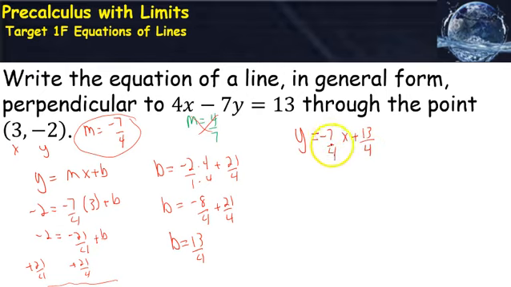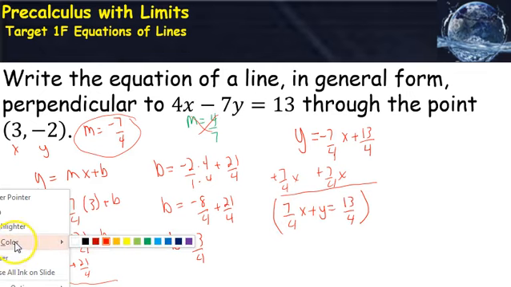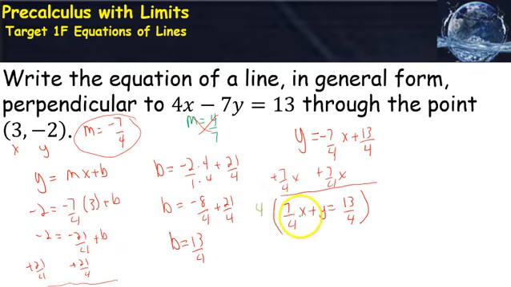This is right. Now I'm going to add the 7/4 x to both sides. And I get 7/4 x plus y equals 13/4. And then this time my x is positive, so I just need to multiply by the 4 to clear my denominator. So the 4's cancel, leaving me with 7x. 4 times y is 4y, and here the 4 cancels with the 4, leaving me with 13. And that's the answer I got earlier. 7x plus 4y equals 13.